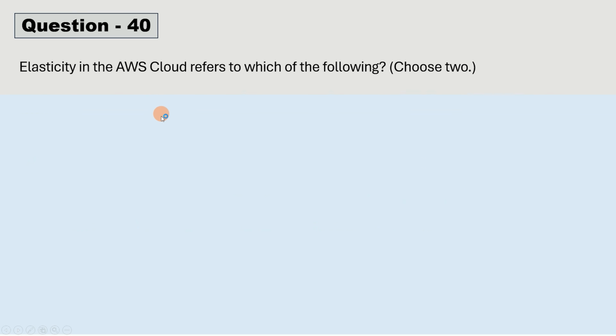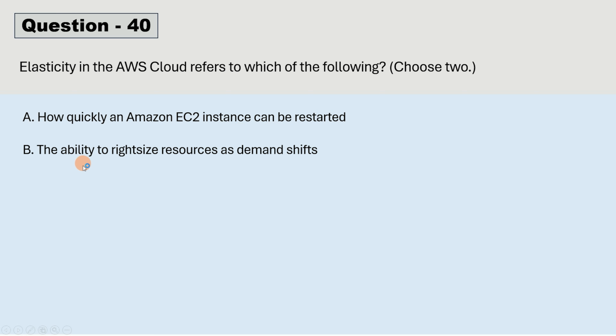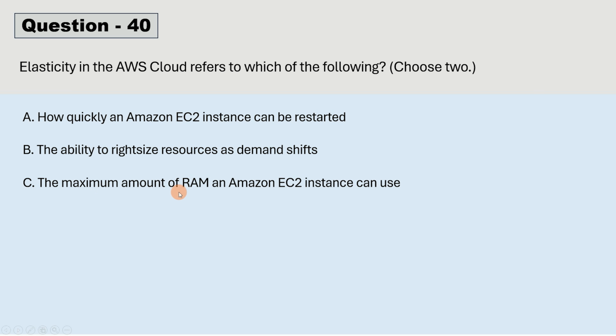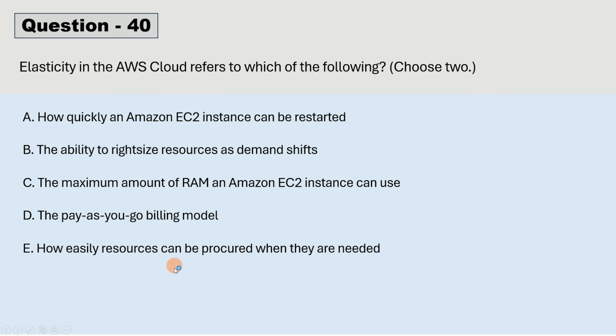Now question number 40. Elasticity in the cloud refers to which of the following? Choose two. Here are the options. Option A, how quickly an Amazon EC2 instance can be restarted. Option B, the ability to right size resources as demand shifts. Option C, the maximum amount of RAM an Amazon EC2 instance can use. Option D, the pay as you go billing model. And option E, how easily resources can be procured when they are needed. So these are all the options. Go through all these and try to guess the correct ones. And make sure you choose two options because here two options are correct.